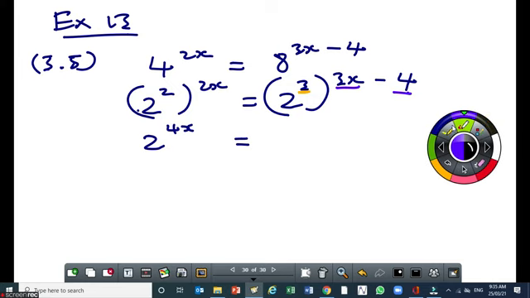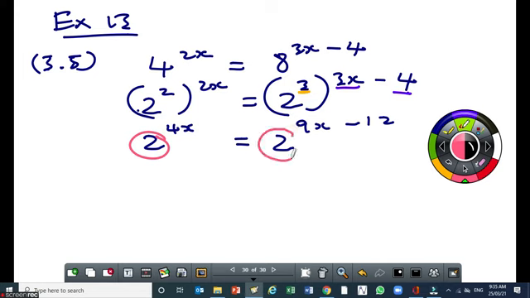So on the right hand side, I'm going to have 2 to the power of 9x, because 3 times 3x will give me 9x. 3 times minus 4 will give me a negative 12. Once you get to this point where the base on the left is equal to the base on the right, you should start smiling. Then you can make a conclusion that therefore 4x will be equal to 9x minus 12. There's no need to be scared. There's no need for an increase in heart rate.